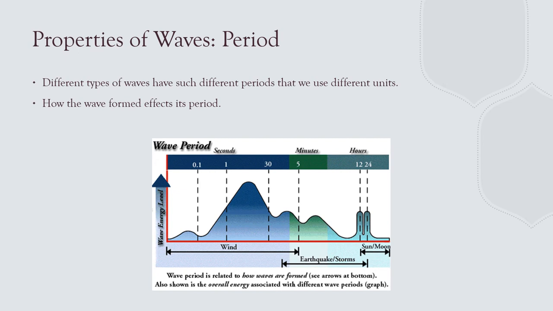Tides, tidal waves caused by the gravity of the sun and the moon, and there's two distinct wave periods, 12 hours and 24 hours. The 12-hour period is called semi-diurnal, semi-half-diurnal day. The 24-hour period is called diurnal.